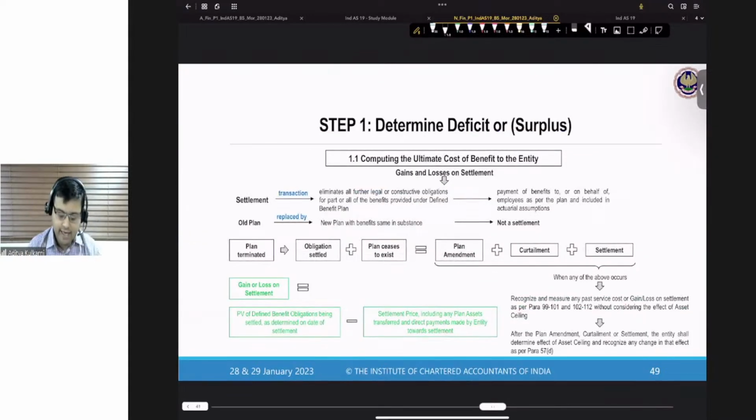Gains and losses on settlement, you will have to recognize. Settlement means what? You settle all the obligations, you pay all the benefits as per the plan, included in the actuarial assumptions. So that is known as settlement. So gain or loss on settlement is nothing but the present value of obligations being settled compared to the settlement price. So that is your gain or loss on settlement. That is how you do the calculations.